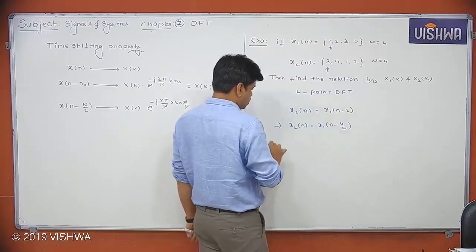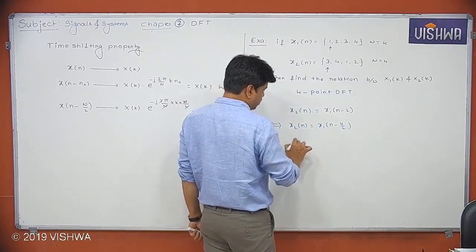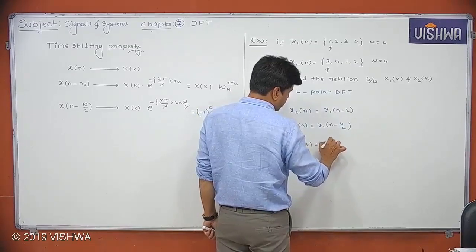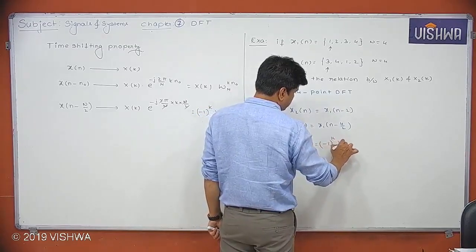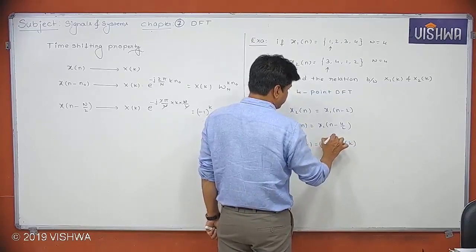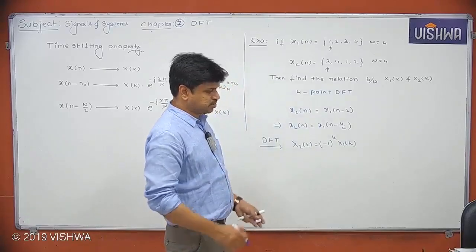Now if I take the DFT on both sides, x2 of k is nothing but minus 1 whole power k x1 of k. So this is the relation between x1 of k and x2 of k. Clear? Take it.